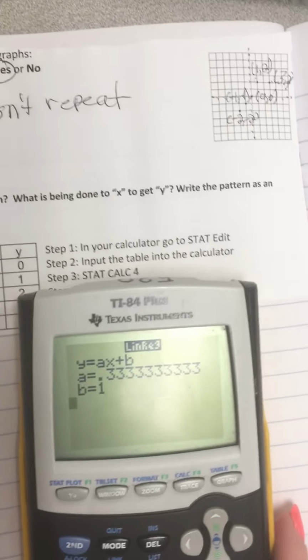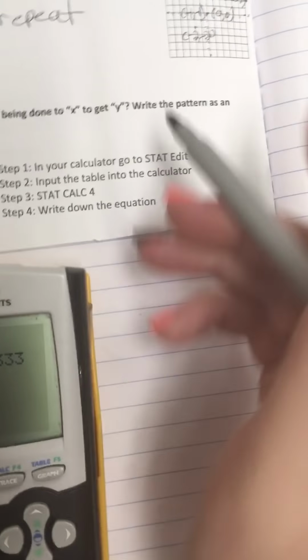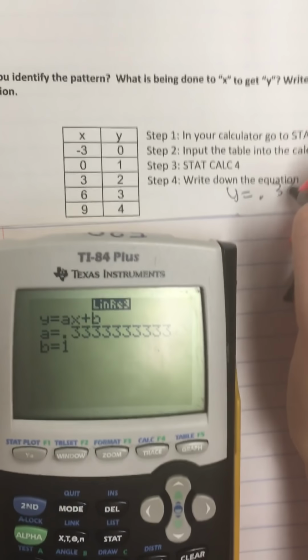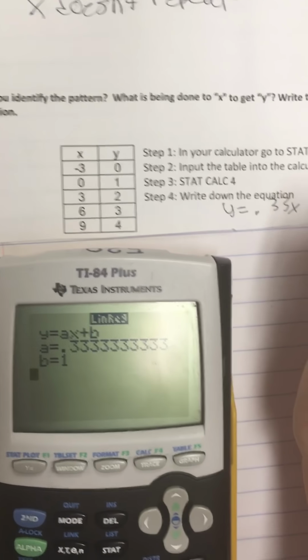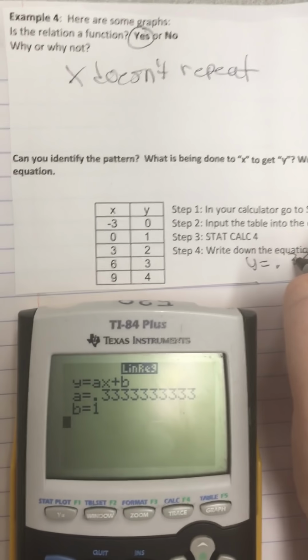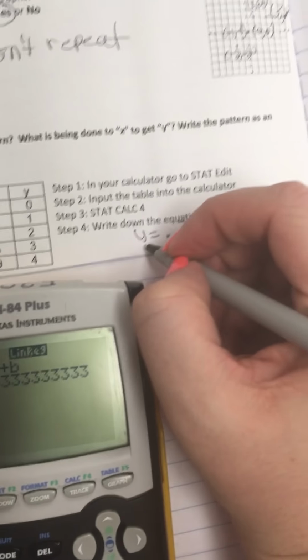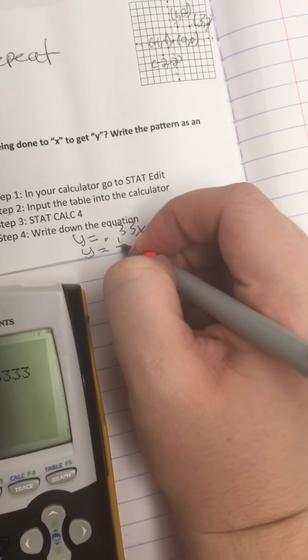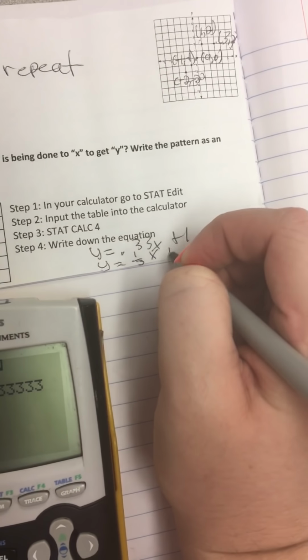And now we need to write down the equation. That says y equals 0.33x plus 1, which as a fraction, because that's what your answer choices will be in, is y equals 1/3 x plus 1.